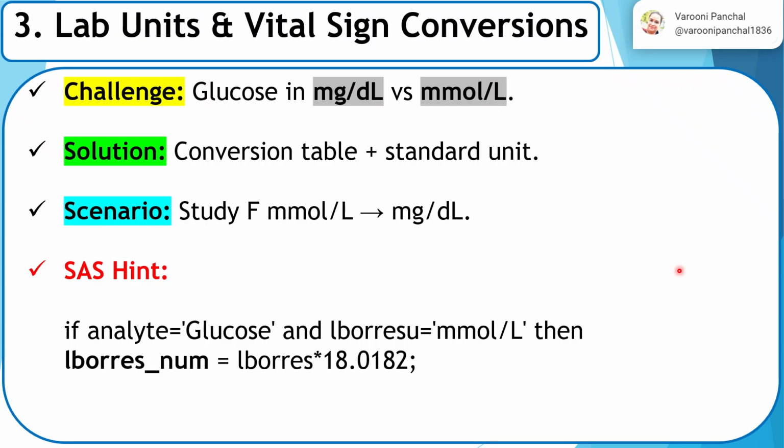Now understand one thing, you are handling 12 individual studies. Now imagine that in only one study, a few of the records are in this unit, and in other records it is in another unit. So in one study you have a mixture of records in different units. You can visualize and imagine how daunting and tedious a job it could be when you work with lab units and vital signs conversions.